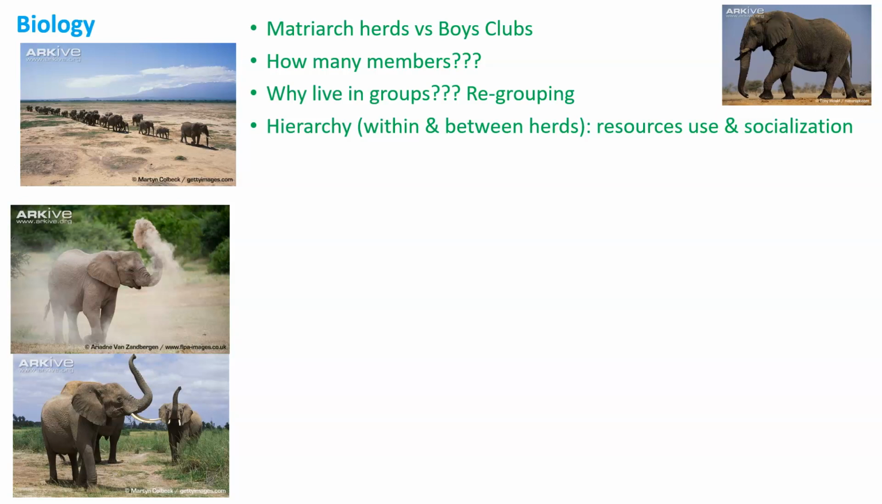Another reason has to do with reproduction. When one member of the particular herd sires a young, all the females actually start milking.